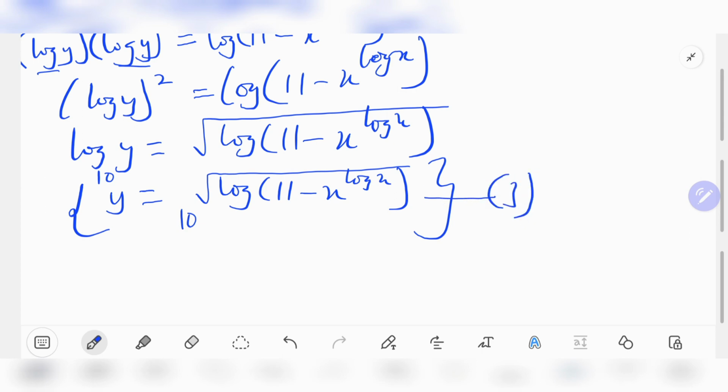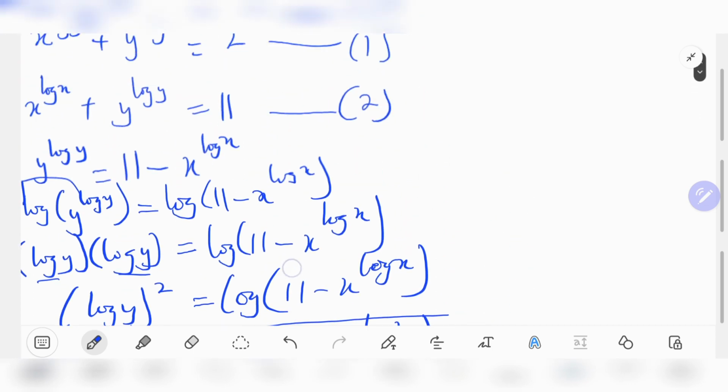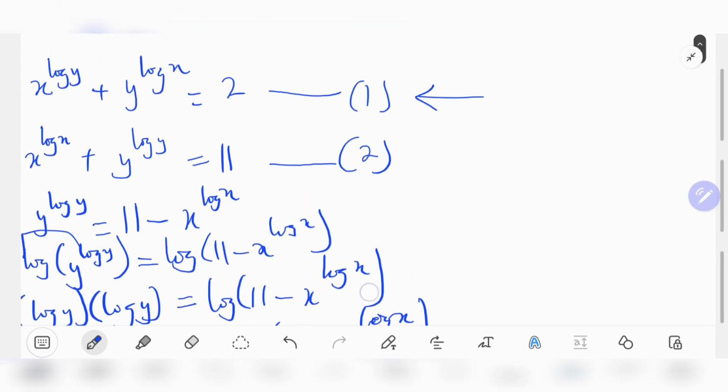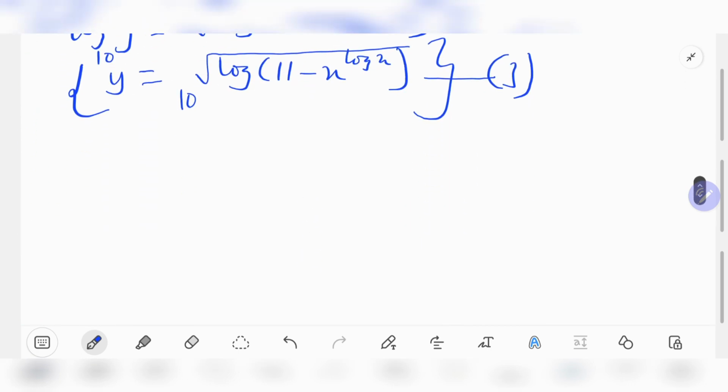So we are going to replace y with this expression into equation 1. Since we made y the subject from equation 2, we have to do the substitution with the other equation. So with the other equation, we are having x to the power of log y plus y to the power of log x equals 2.